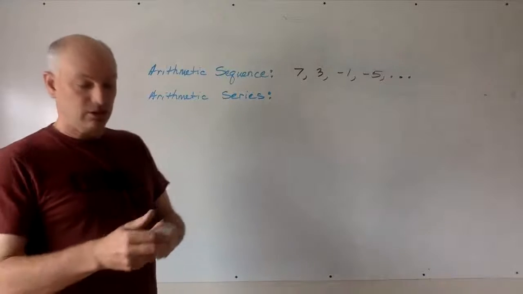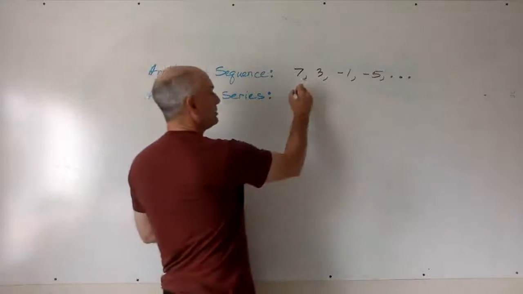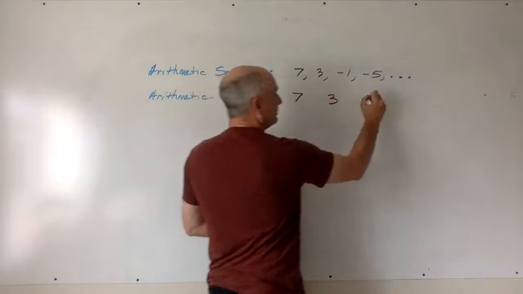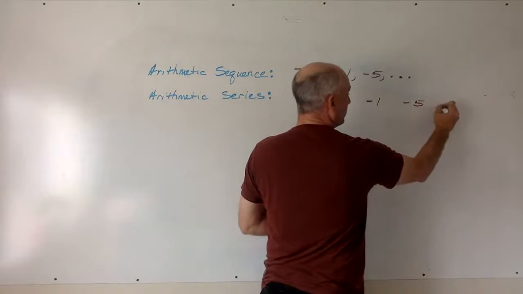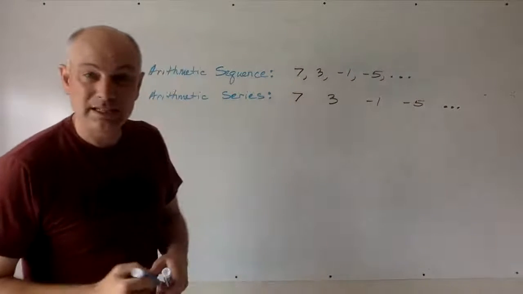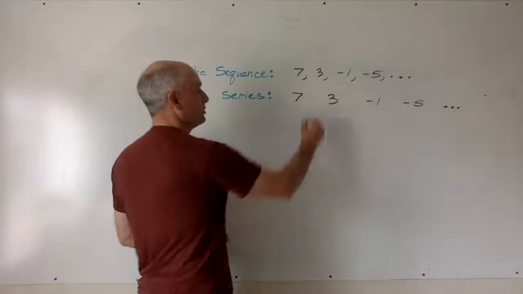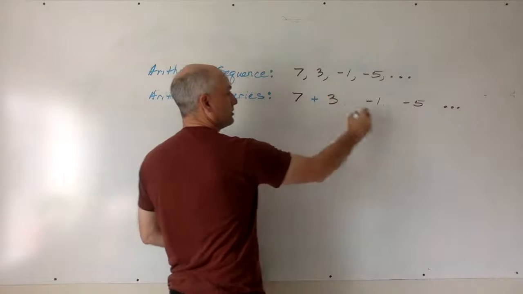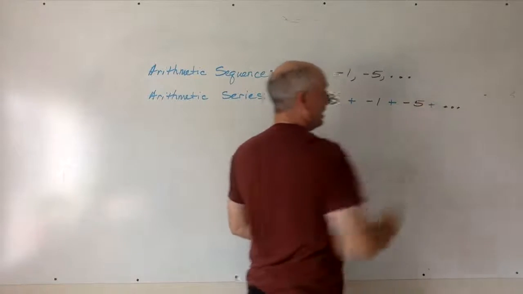What's the arithmetic series look like? We don't want to overthink it. I'm still going to use the 7, the 3, the -1, the -5, and so forth. But again, what's the difference between a sequence and series? The series, you're just adding the terms. So 7 plus 3 plus -1 plus -5 plus on forever.